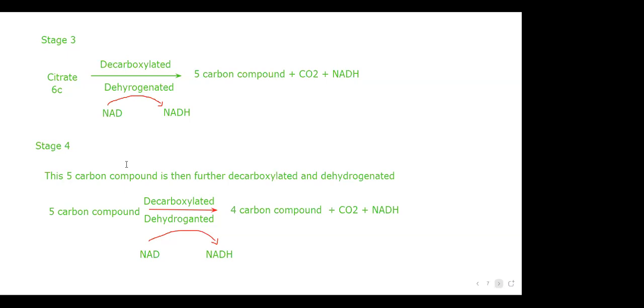So in stage 3 and stage 4, altogether there are 2 carbon dioxide produced here.